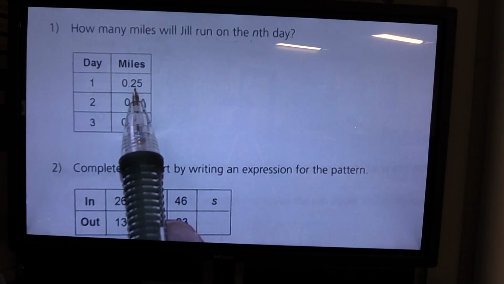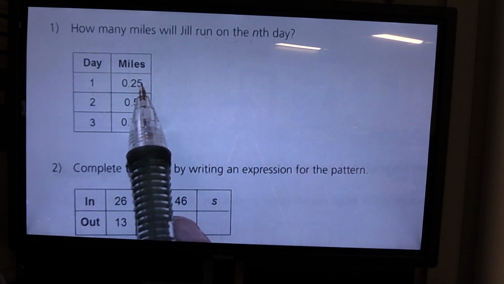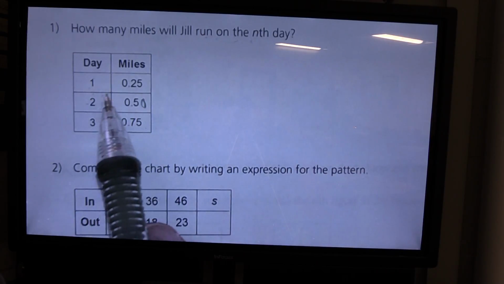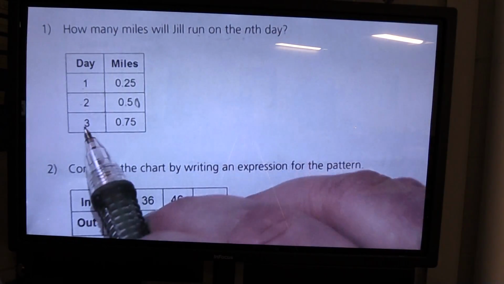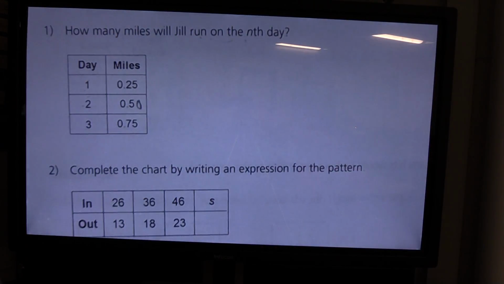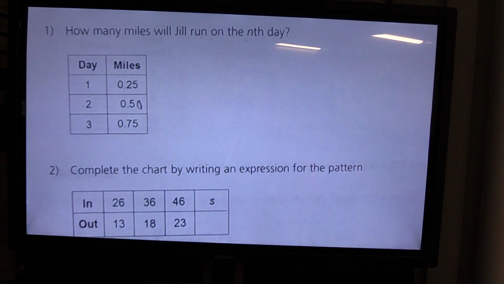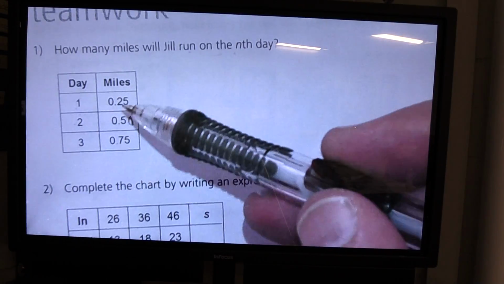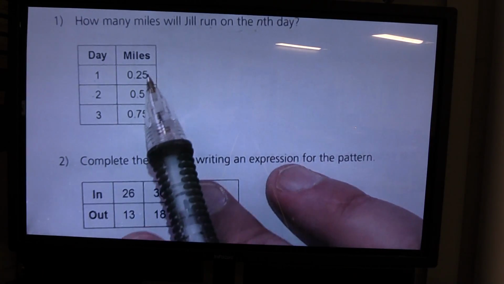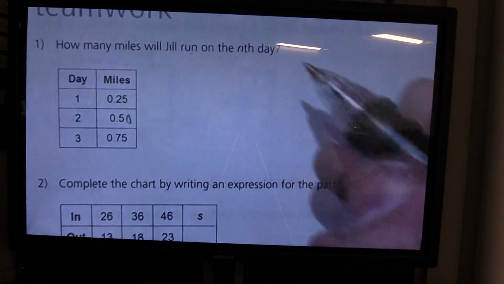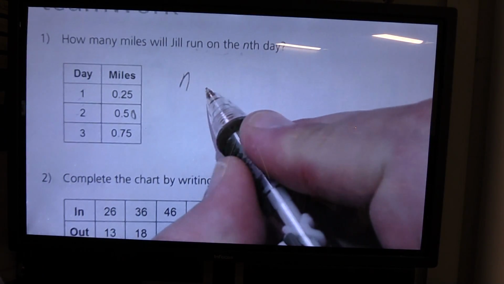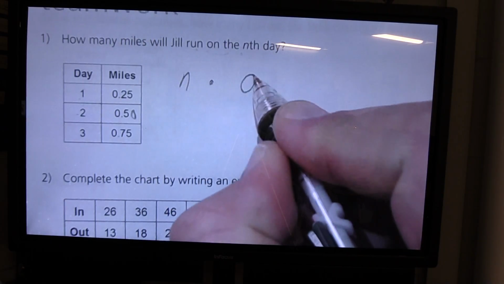1 times 0.25 is 0.25, right? 2 times 0.25 is what? 0.5 or 0.50. 3 times 0.25 is what? 0.75. So it looks like, based on the pattern that I've seen, you simply multiply the day by 0.25. So you could say N for whatever day times 25 hundredths.